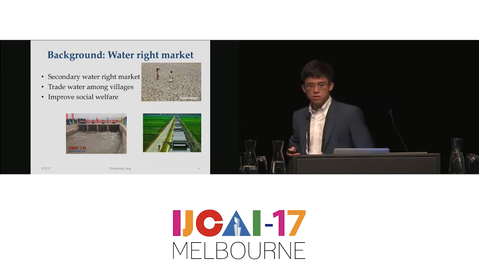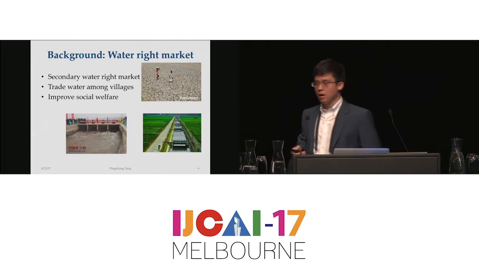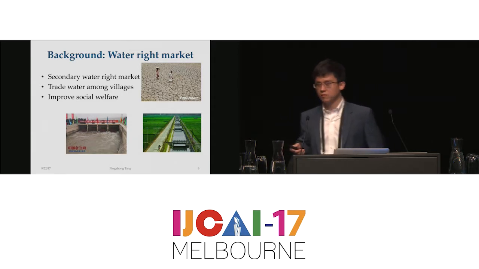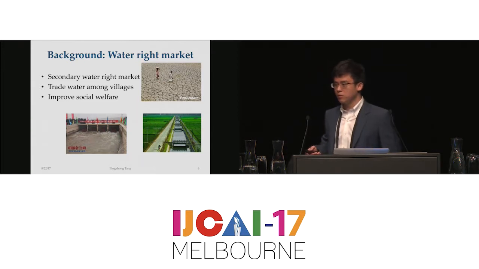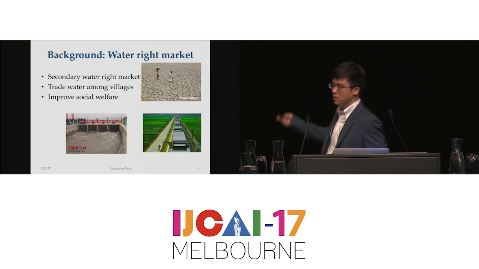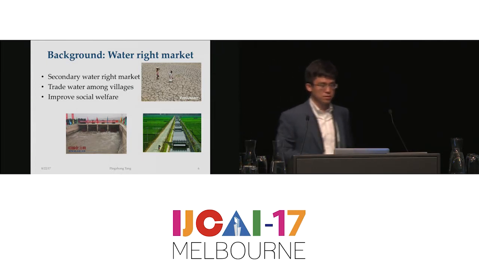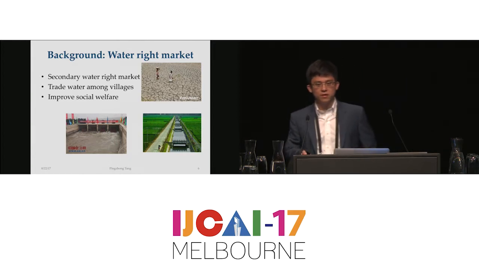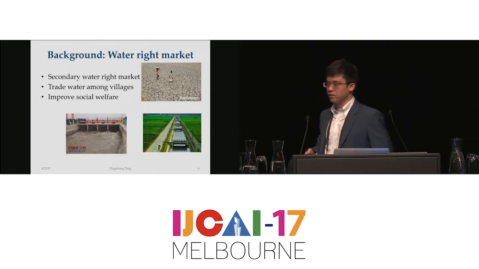there is the so-called primary market of water. At the beginning of each year, the government will allocate a certain amount of water to each village for agriculture. As time goes on, certain villages need more water and certain villages need less water. That's why we need to design the so-called secondary market for the villages to trade water among each other. And it turns out to be a very effective way to mitigate the water shortage and, of course, increase social welfare.